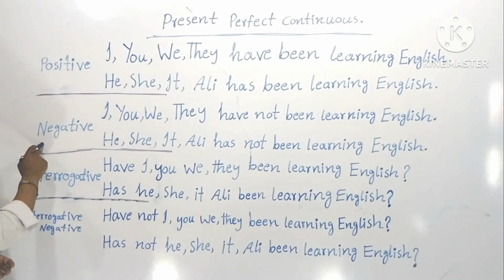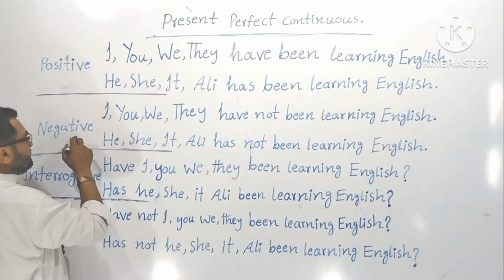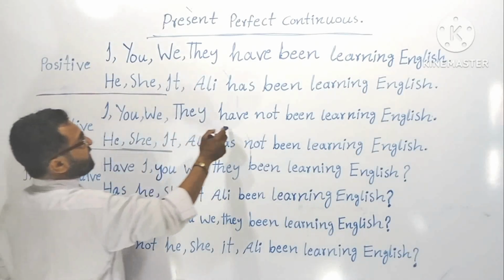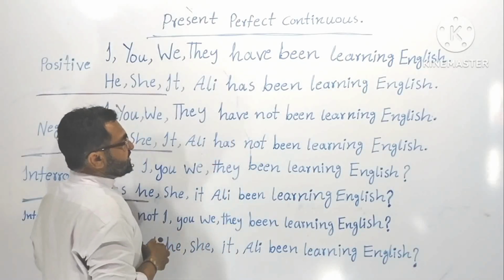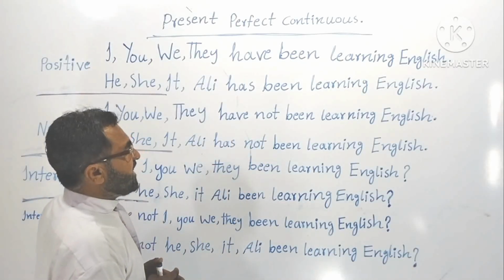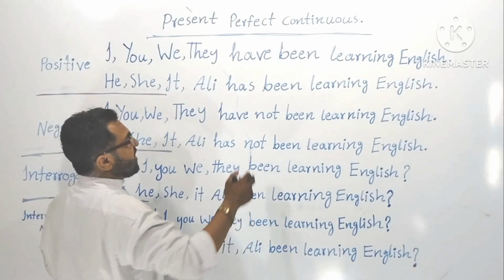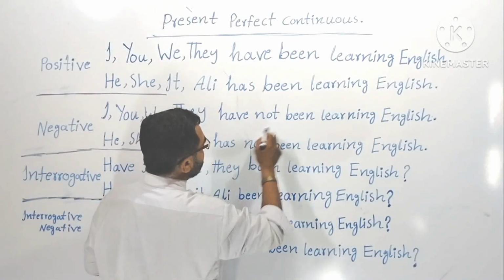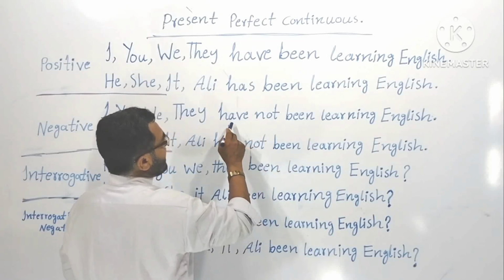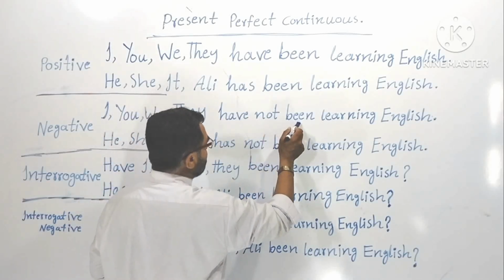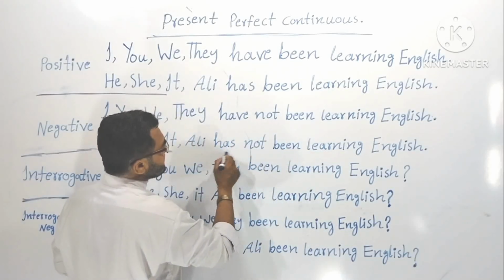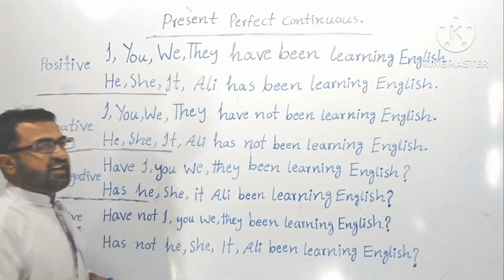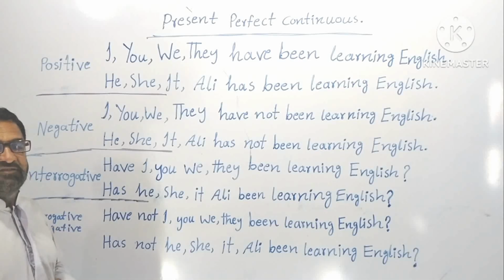Now let's go to the negative sentence. Now look at the negative sentence. I have not. Now this is the specialty of the negative sentence, that it takes not in the middle, in between these two words. Have been or has been. You have to say have, then not, then been. Again you have to say has, then not, then been. Okay? This is a sign of a negative sentence.